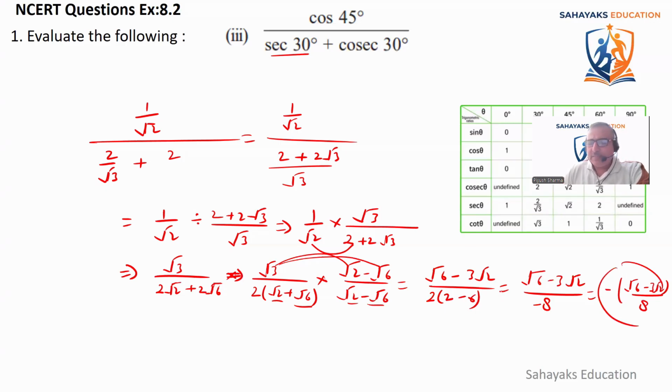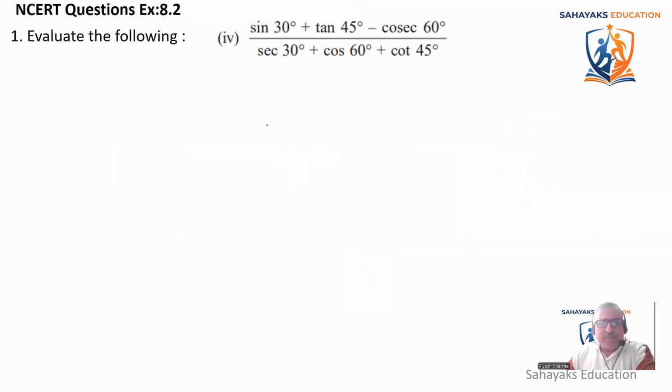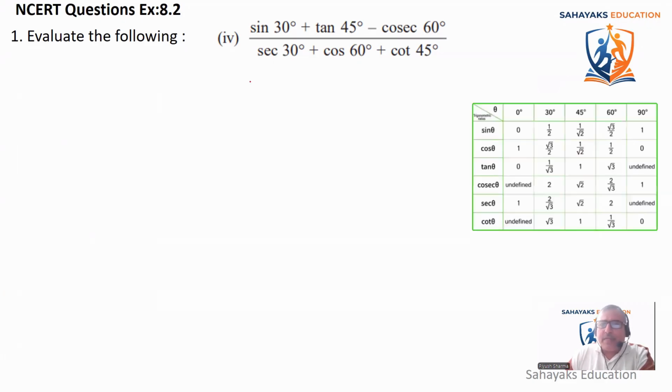Okay, so coming to the next question. We have to put the values and find the answer. So again, we have to put the same values. If we know the table, we have to put the values and find the answer. So it becomes an arithmetic question directly. Now coming here, let's put the values.